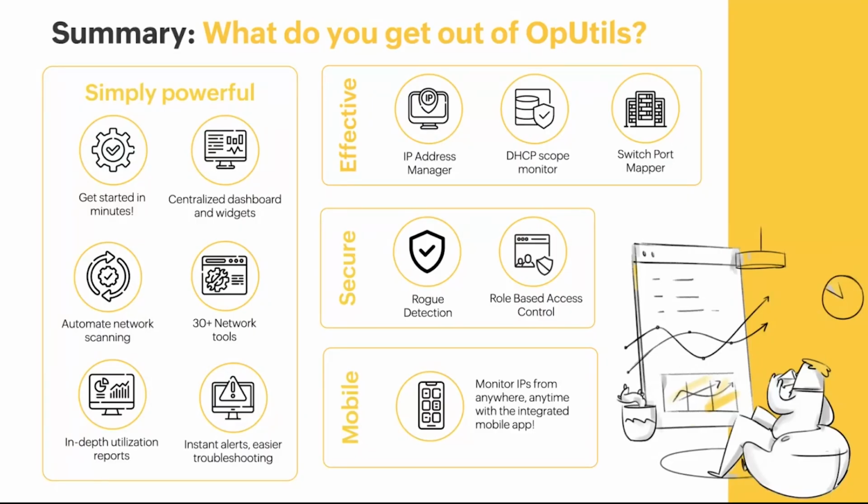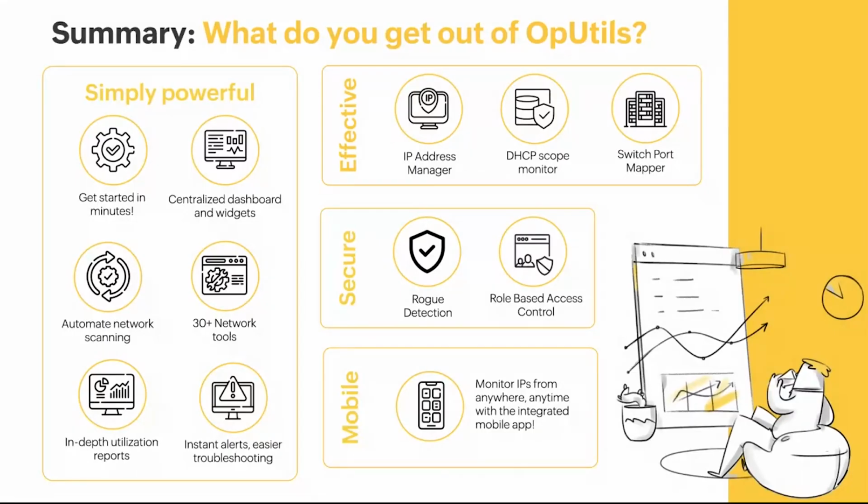Another major advantage is automation. Instead of wasting time on repeated and on-demand scans, OpUtils automates network scanning. This means you can always have real-time data insights, and you can boost productivity and save a lot of valuable time. And OpUtils also comes with more than 30 built-in networking tools, so you don't have to juggle between multiple utilities to manage and monitor your network. Everything is just in one place.